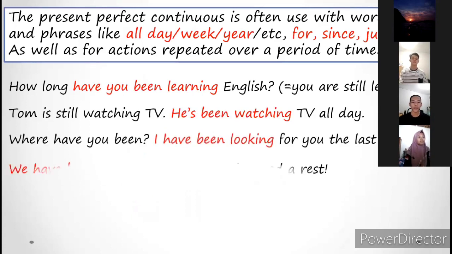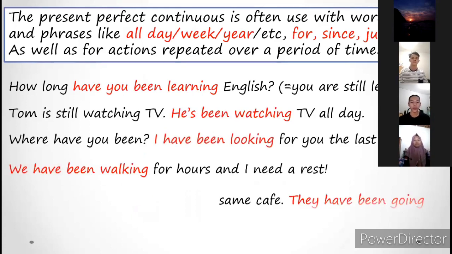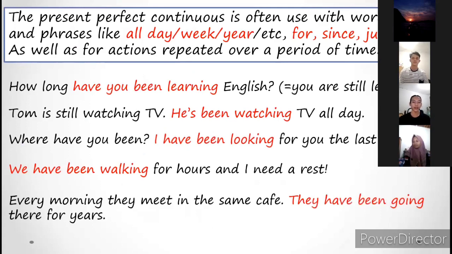The present perfect continuous is often used with words and phrases like all day, all week, all year, for, since, just, and so on, as well as for actions repeated over a period of time. For example, how long have you been learning English? The meaning is you are still learning it. Tom is still watching TV. He's been watching TV all day.